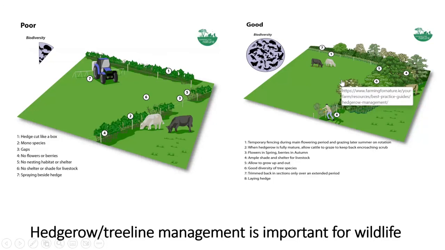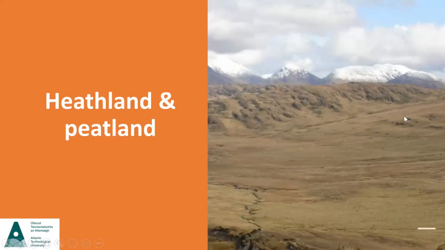And if you look on the right-hand side here, and there's the link there if anybody wants to get it, you can see a wider hedgerow, lots of different species, allowing flowers in spring, berries in autumn, trimmed back only in small sections rotationally, livestock and shelter underneath that, and you're also giving a better chance for fauna and anything that might like linear woodland to use that, and you've got a larger piece of the biodiversity pie.